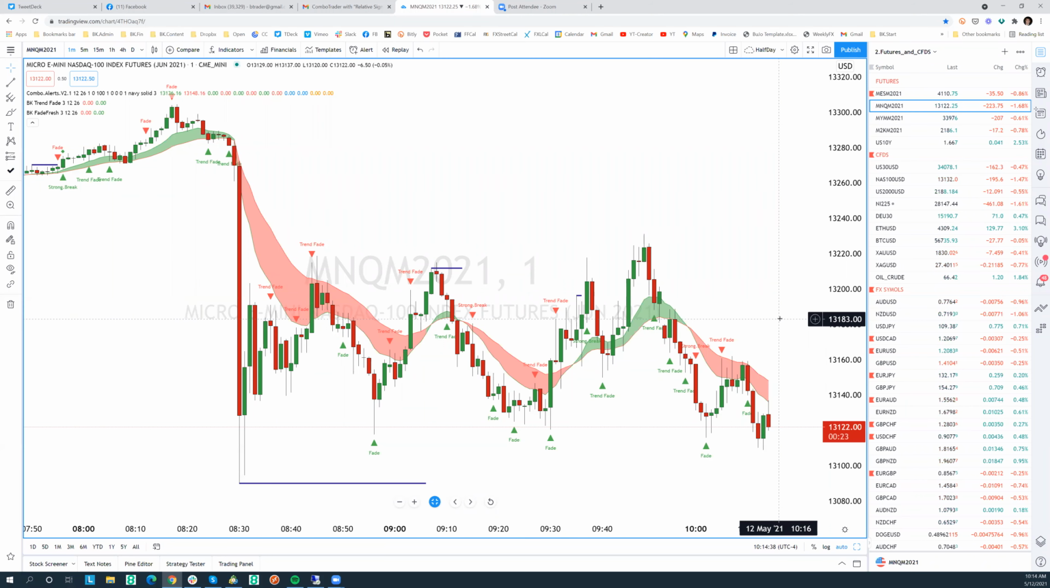Are you guys digging the indicators? You like how they look?